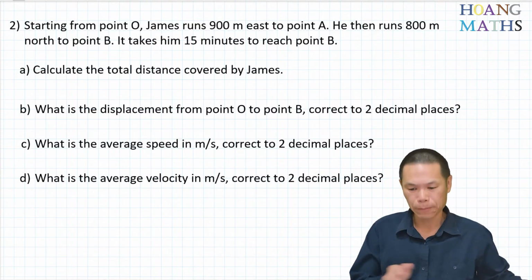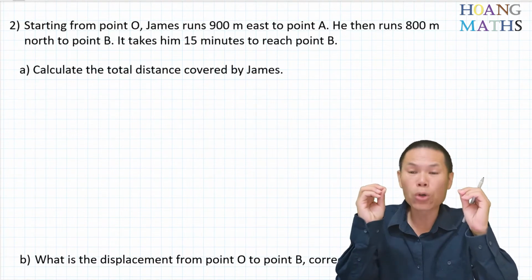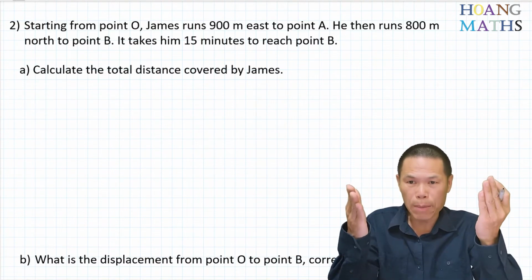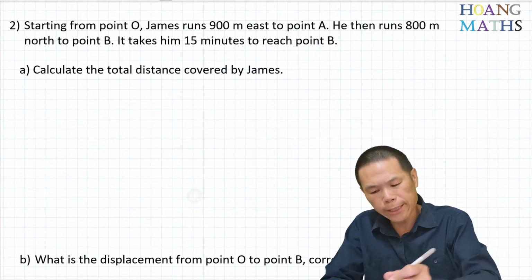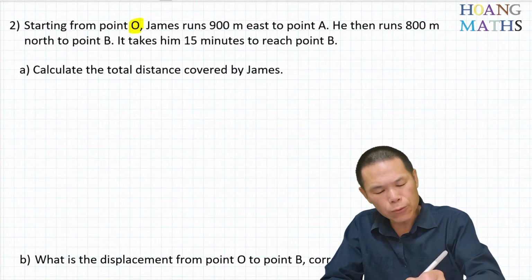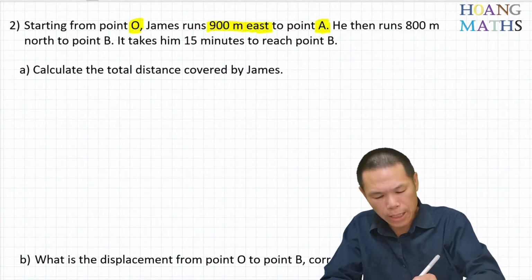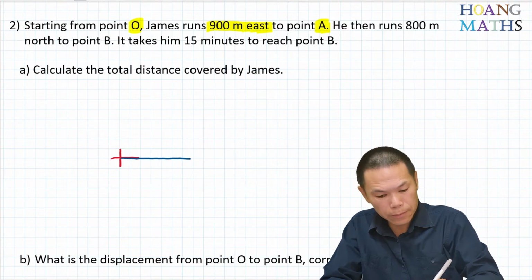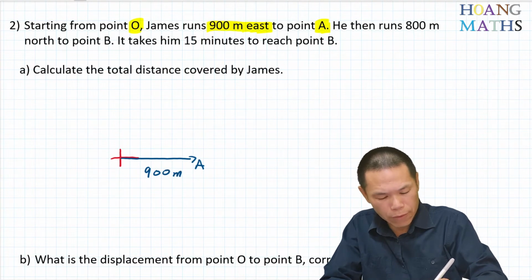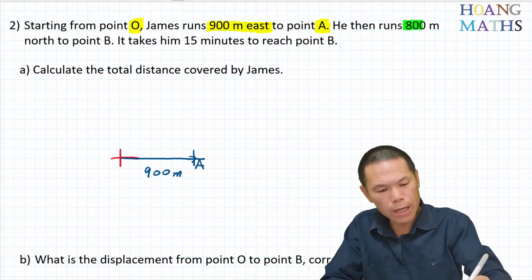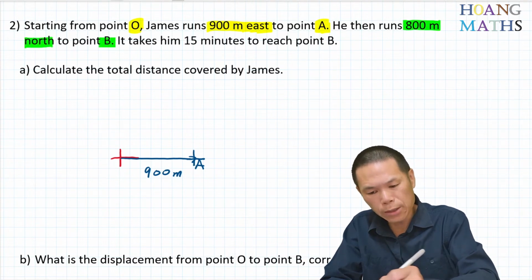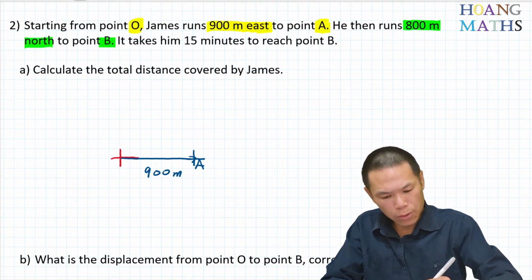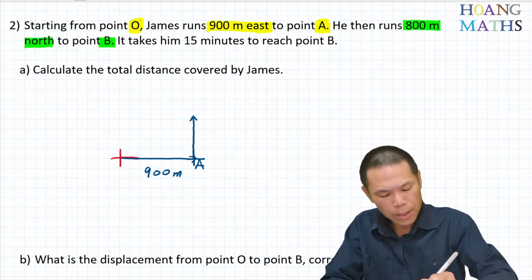So let's get into this. Part A, calculate the total distance covered. Let me just draw a diagram out first. We know that James is starting from point O and he ran 900 meters east to point A. So this is point A, 900 meters, and this is the reference point. Then he ran 800 meters north to point B. So this is the diagram, 800 meters.